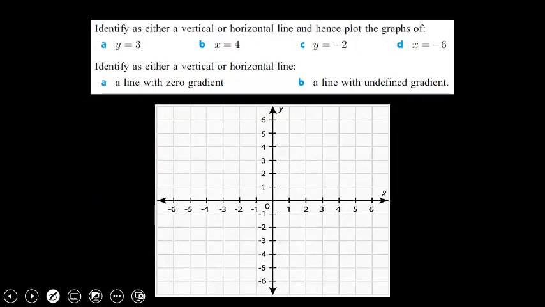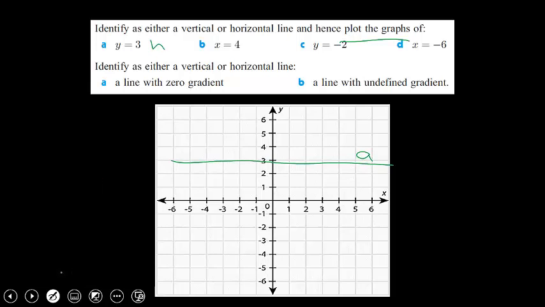All right, that was question number 8. Now we're going to look at question number 9. Question number 9 asks, is this a vertical or horizontal line? In order to answer it, you need to plot the graph. So let's start with y equals 3. I'm going to go on the y-axis, 1, 2, 3. I'm going to draw y equals 3, and this is A. Therefore, A is horizontal.